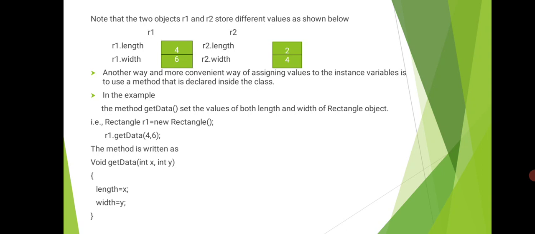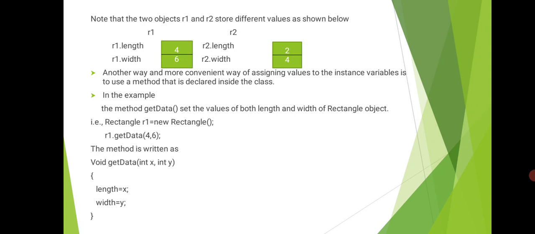Here in the example, we are creating r1 as an object using the new operator, that is Rectangle r1 equals new Rectangle. Then we are accessing the getData method which is present in the Rectangle class. So r1 dot getData of 4 comma 6. So we are sending two actual arguments 4 and 6. So 4 and 6 are assigned to r1's length and width.